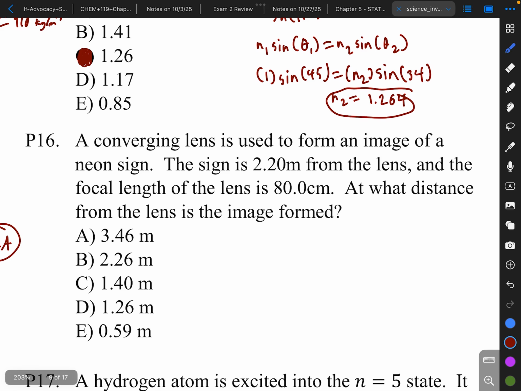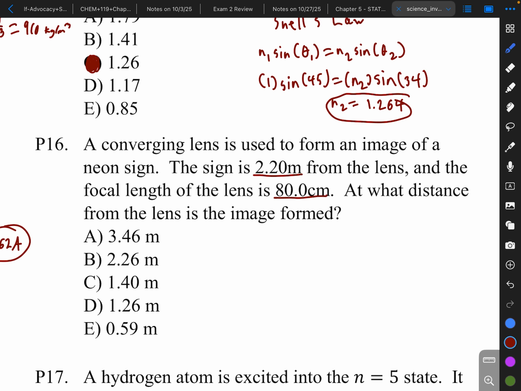For number 6, a converging lens is used to form an image of a neon sign. The sign is 2.2 meters from the lens, and the focal length of the lens is 80 centimeters. At what distance from the lens is the image formed?